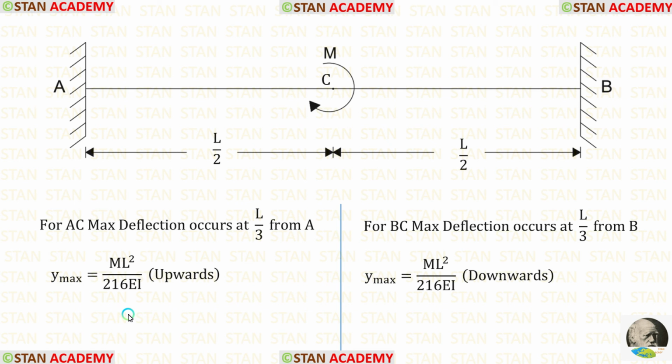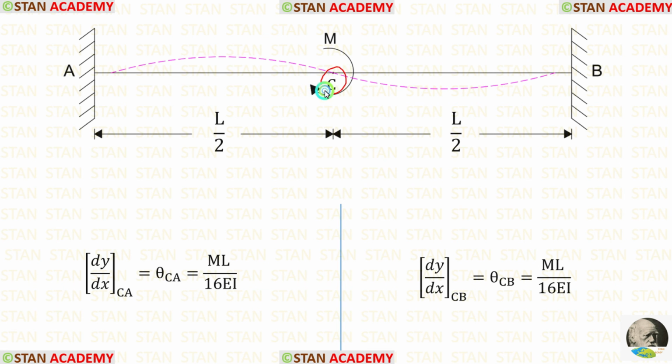So in this beam, there will be two places where the maximum deflection occurs. For AC, it will be upwards. It occurs at the distance of L upon 3 from A. For BC, the maximum deflection will be downwards. It occurs at a distance of L upon 3 from the point B. Similarly, in the point C, there will be two slope values. Theta CA will be above the span. Theta CB will be below the span.